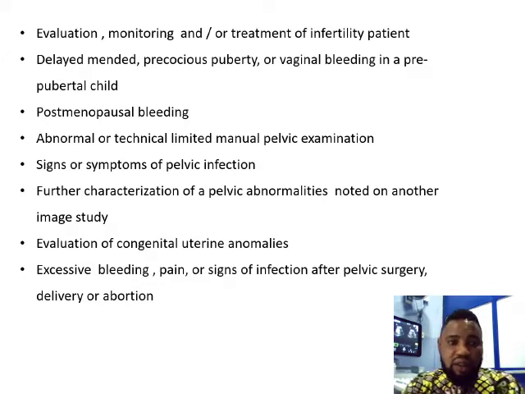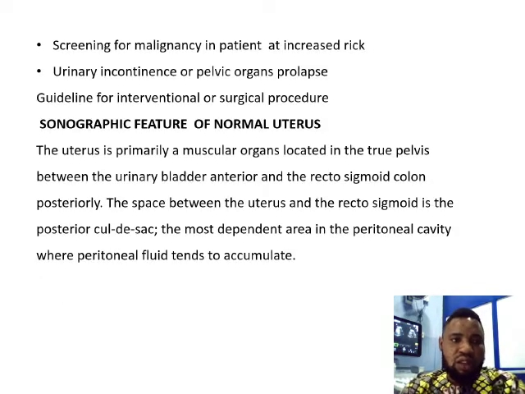Delayed menses, precocious puberty or vaginal bleeding in a prepubertal child, postmenopausal bleeding, abnormal or technically limited manual pelvic examination, signs or symptoms of pelvic infection, further characterization of pelvic abnormalities noted on another imaging study, evaluation of congenital uterine anomalies, excessive bleeding, pain, signs of infection after pelvic surgery or delivery or abortion, screening for malignancy in patients at increased risk, urinary incontinence or pelvic organ prolapse, and guidance for intervention or surgical procedure.